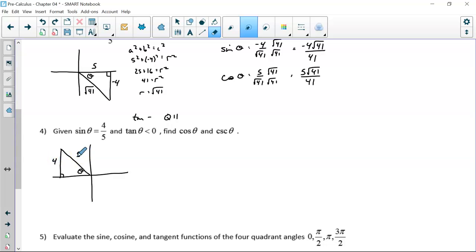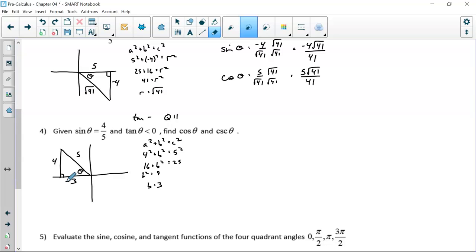We need to find the missing leg. a squared plus b squared equals c squared. Pythagorean theorem. 4 squared plus b squared equals 5 squared. 16 plus b squared equals 25. Subtract 16. b squared equals 9. So that means that b equals 3. Now, be careful. We're in quadrant 2. In quadrant 2, x is negative. So that leg at the bottom isn't just a 3, it's a negative 3. So make sure you fix the sign there.